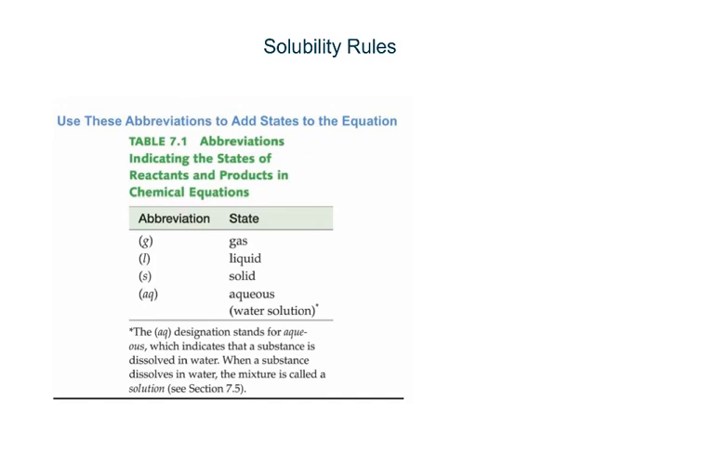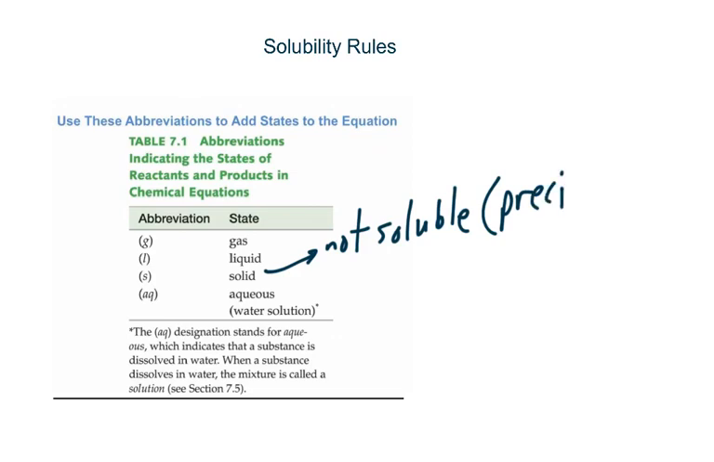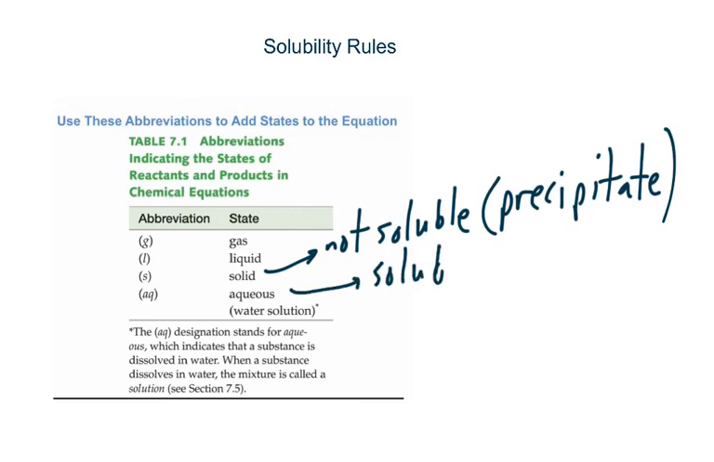When something is a solid, we say it's not soluble in water. We usually have a word for it. We usually call it the precipitate. Now, when something is soluble in water, we use the word aqueous. Aqueous literally means that it dissolves in water. So we're going to be using these designations when we determine, using our rules, if something is soluble or not.